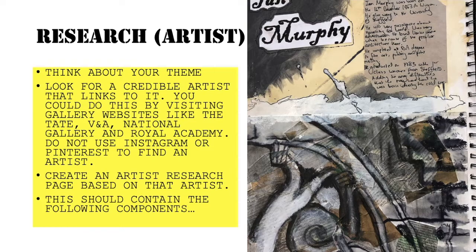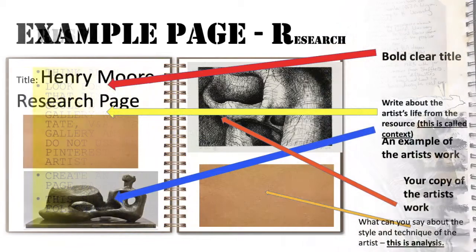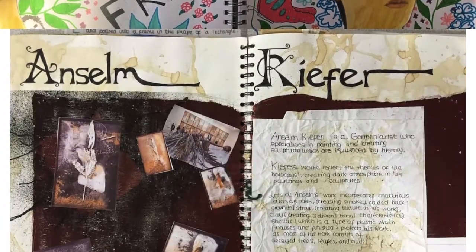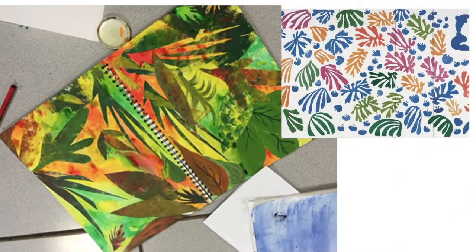Create an artist research page based on that artist and use the sheets that I give you to help you structure it. This should contain the following components: a bold, clear title, writing about the artist's life and the resource, which is called the context, an example of the artist's work, your copy of the artist's work, and what you can say about the style and technique of the artist, which is called analysis. This is just a guide for how you could lay out that page. See some artist research pages here, some examples of what students have done.